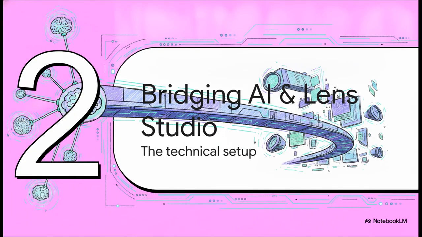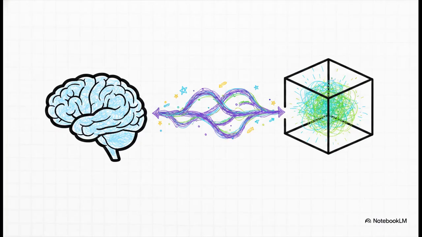Moving on to Part 2, Bridging AI and Lens Studio, getting the technical setup out of the way. Before your new co-developer can actually start building, we need to construct a secure, stable bridge between the AI's brain and your Lens Studio workspace. The absolute key here is the Model Context Protocol, or MCP. I like to think of MCP as the nervous system.